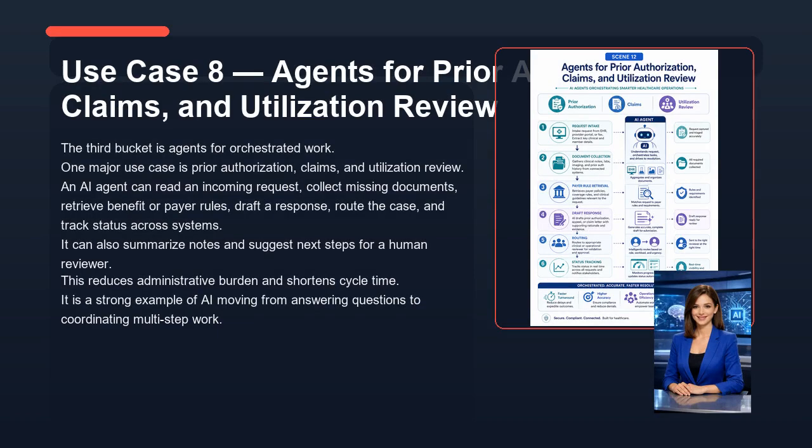Now let's look at use case 8, agents for prior authorization, claims, and utilization review. The third bucket is agents for orchestrated work. One major use case is prior authorization, claims, and utilization review. An AI agent can read an incoming request, collect missing documents, retrieve benefit or payer rules, draft a response, route the case, and track status across systems.